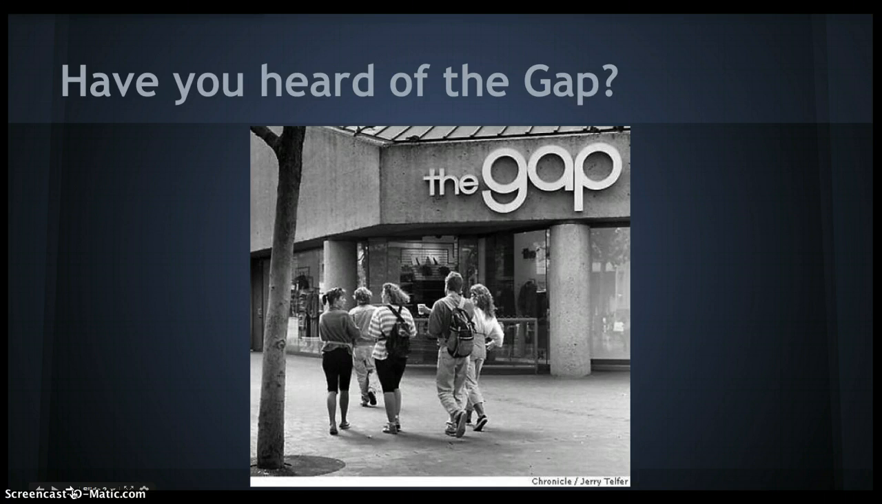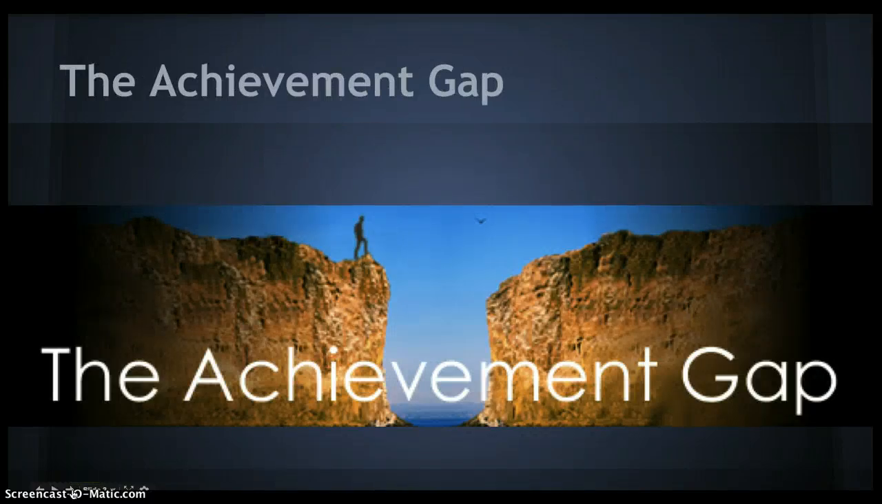So, have you heard of the Gap? No, not that Gap, although they do make fantastic khaki pants. I'm talking about the Achievement Gap. The Achievement Gap is when members of a certain subgroup or demographic fall behind their same-aged peers of the majority group. Examples of groups that are marginalized by the achievement gap are African Americans, Hispanics, lower income students, students with disabilities, and students with limited English proficiency.